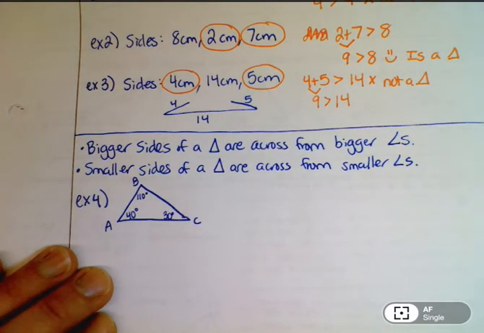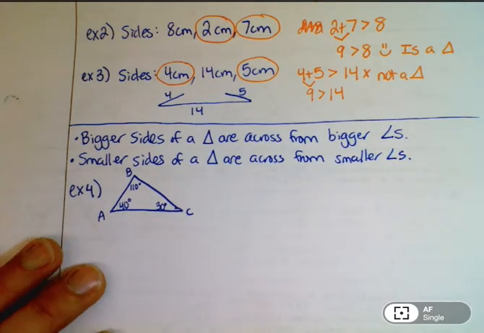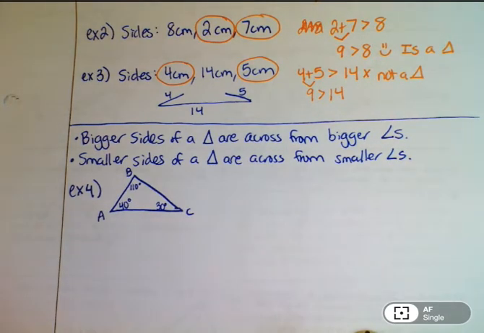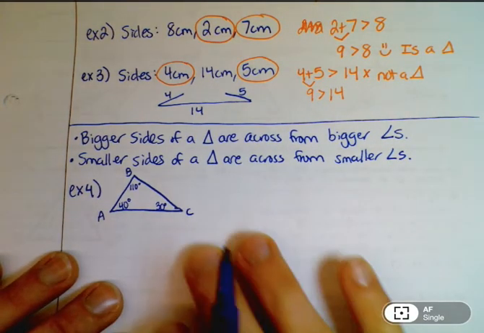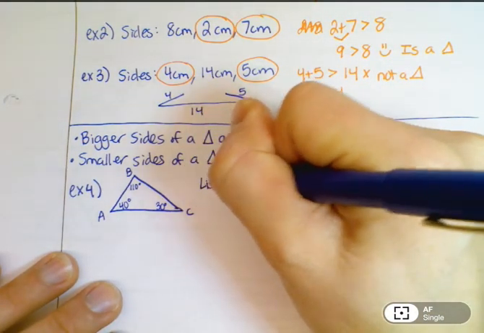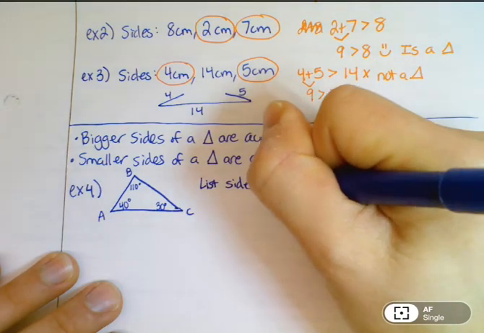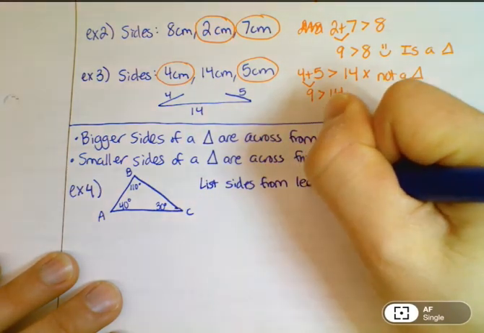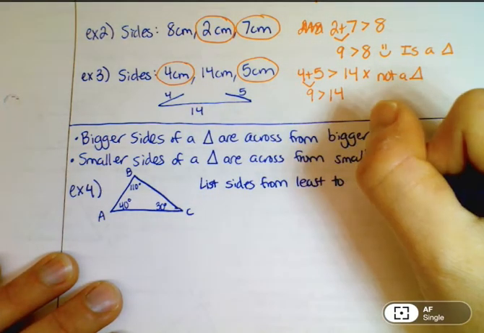So go ahead and fill all that out for me. Pause the video if you need more time. And then the problem would say something like list sides from least to greatest.